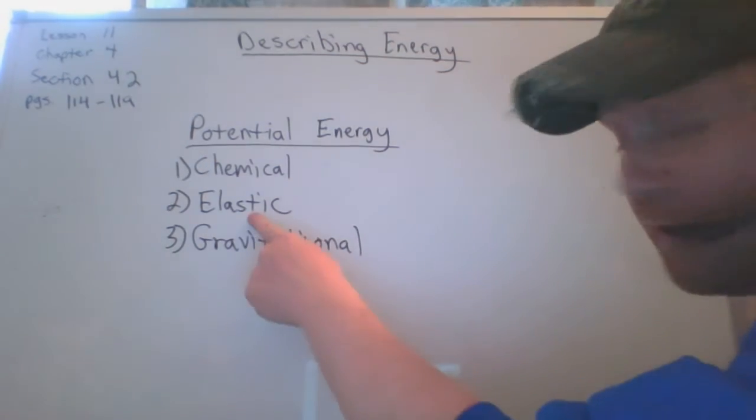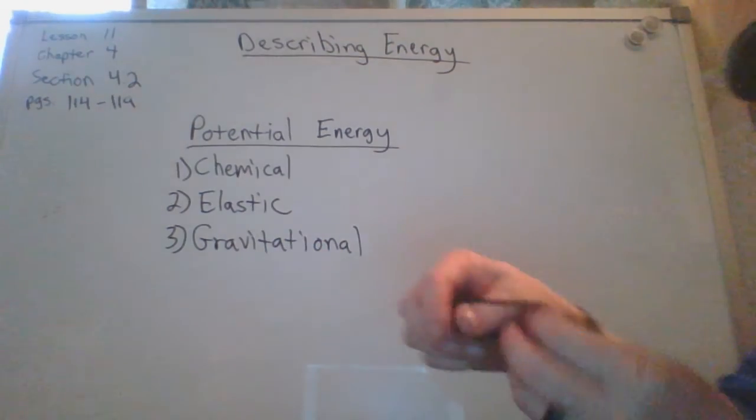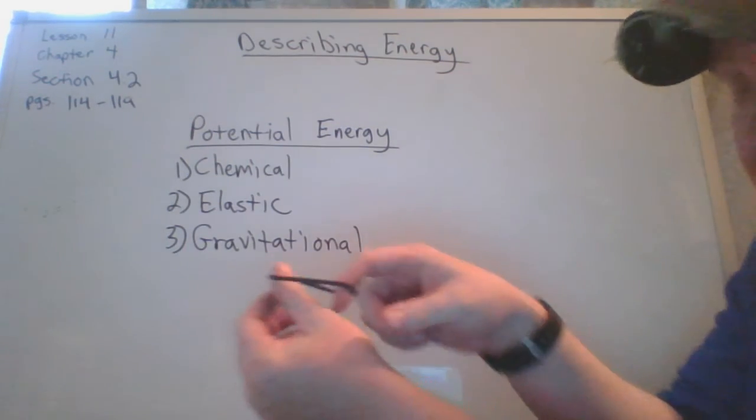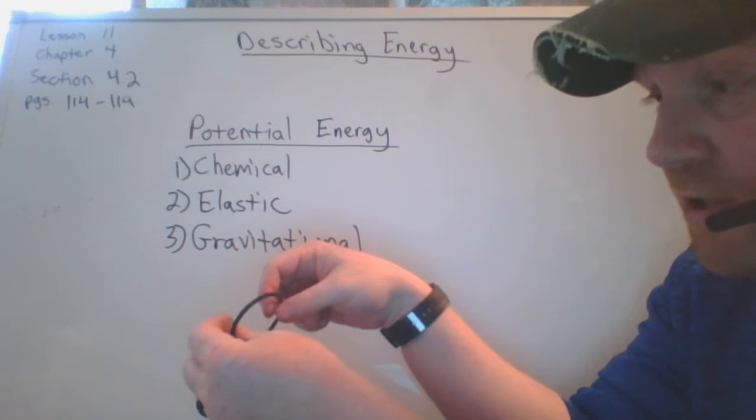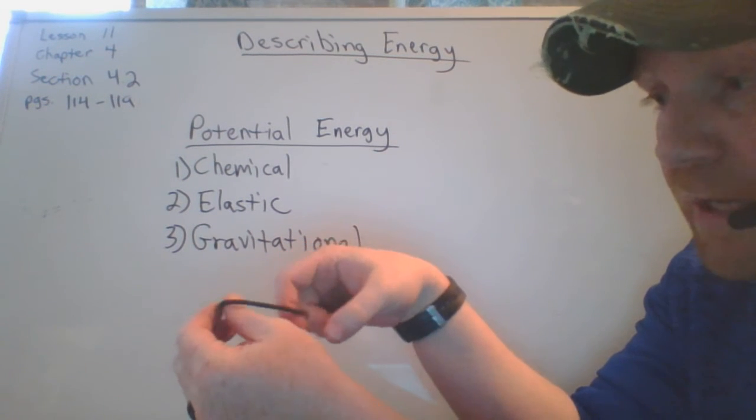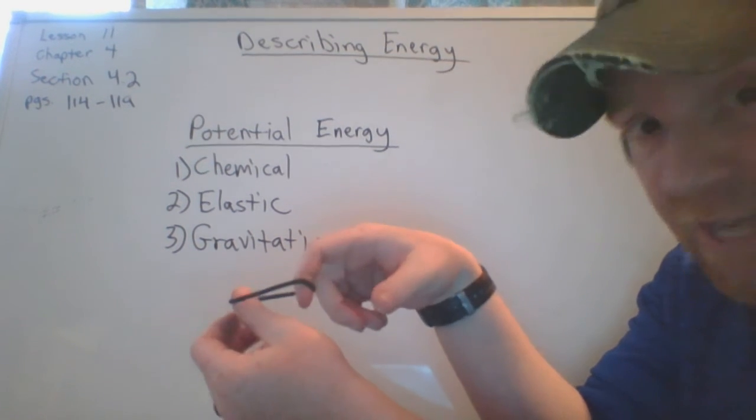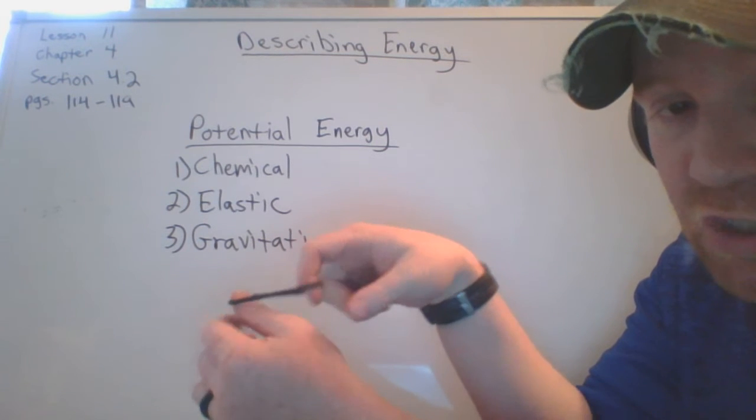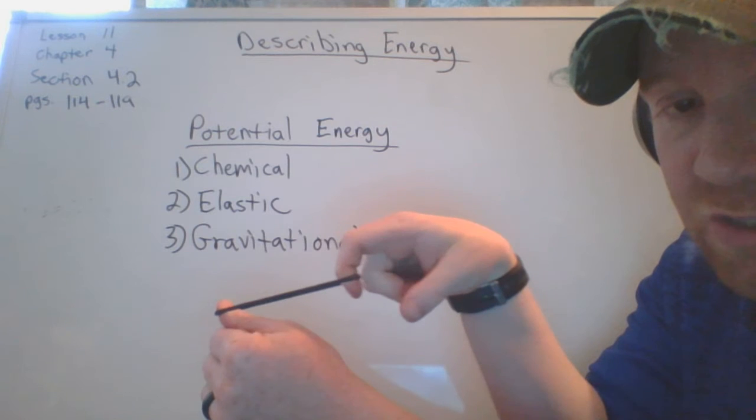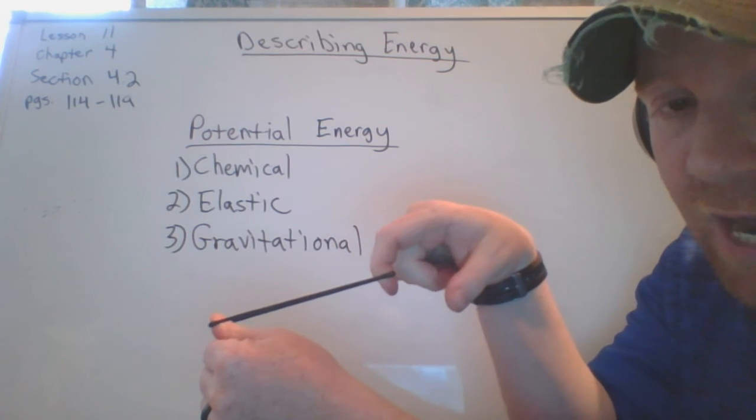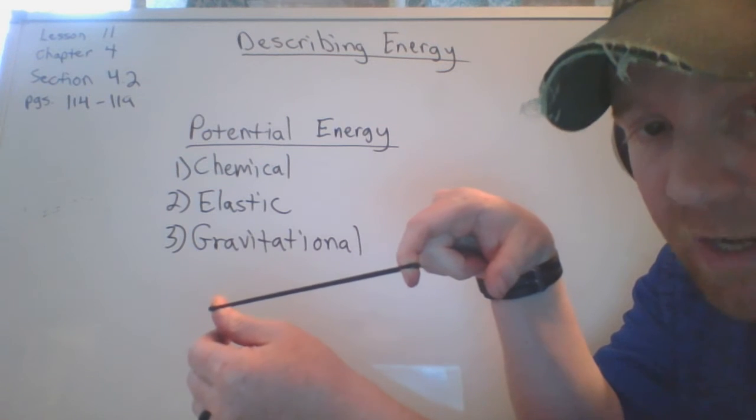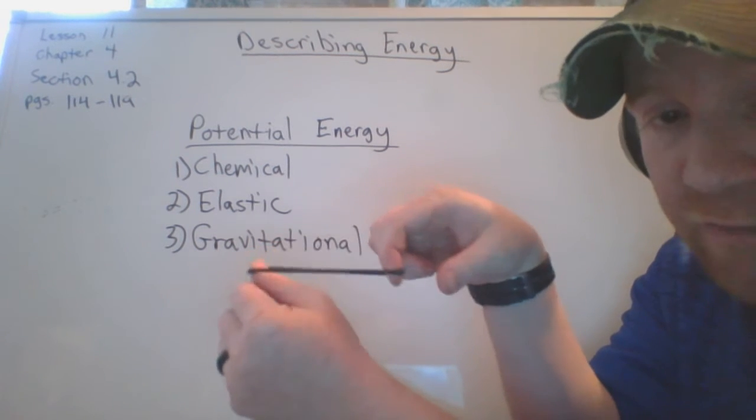The next one is elastic potential energy. I have one of my daughter's hair pretties here to describe this. Elastic potential energy describes how you can increase the amount of potential energy, again, stored energy, as an object is stretched. So if I start to stretch this object, I am increasing the amount of potential energy. It's almost like a bow and arrow. And I'm going to let this thing fly.